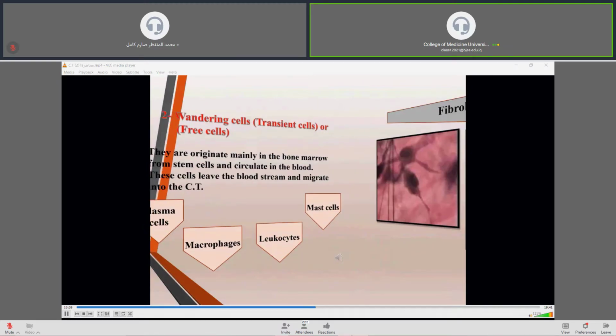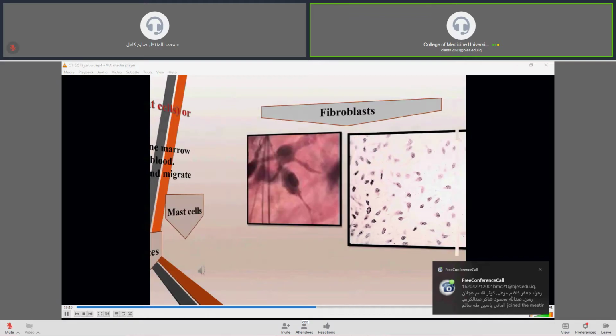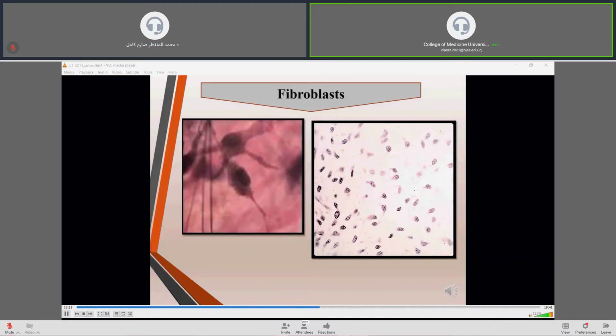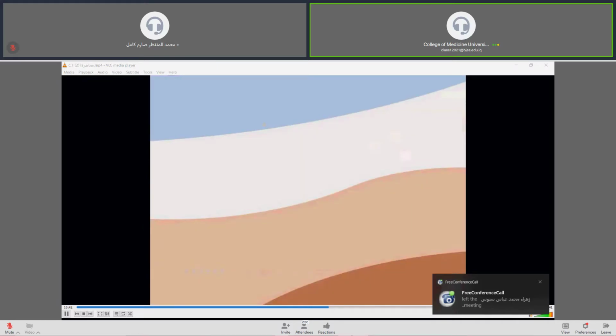The first type of cell is the fibroblast. These cells are the most common cells in connective tissue and widely distributed in connective tissue types. Fibroblasts are the most common type and are found in almost all types of connective tissue. The characteristic feature of these cells is that they are fusiform in shape with slender cytoplasmic processes, as we can see.